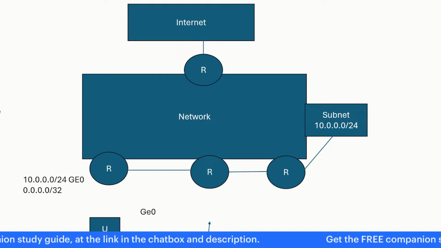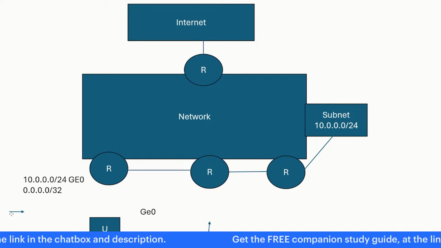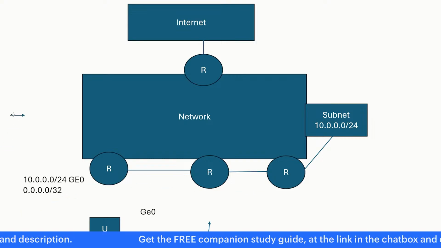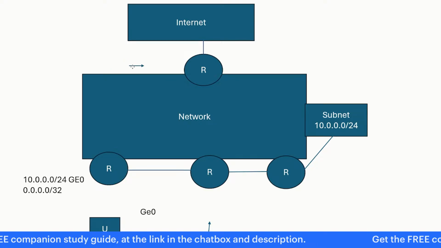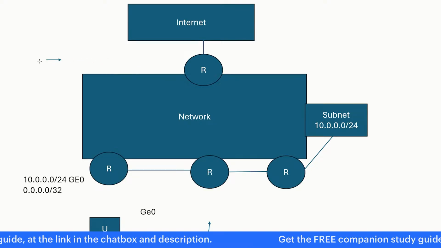And a default route is when you don't know where to go. So if I know where to go, follow the path. If I don't know where to go, send the traffic to the internet or another location wherever it's pointed. That's called a default route.